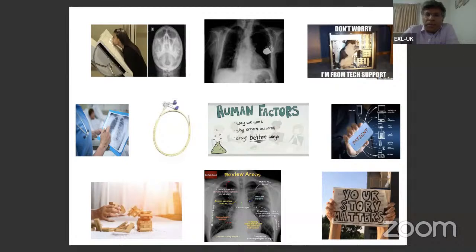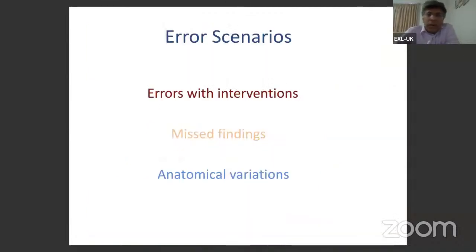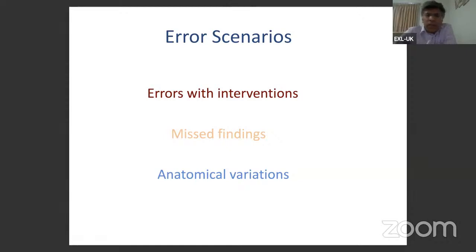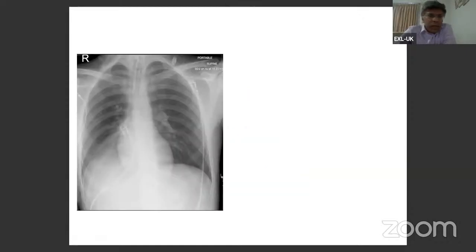Next slide, please. So with that in view, we just want to look at a few error scenarios because I'm conscious of time and I want to make sure that we finish this as soon as possible. So we get errors in interventions, we get errors in missed or wrong diagnosis, or sorry, wrong findings. And also we get errors with anatomical variations. Now, a lot of these have already been covered in the previous slides. So I want to quickly go through them before Officer helps me out with some of the X-rays.